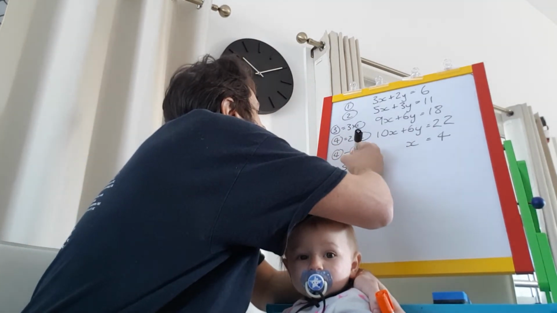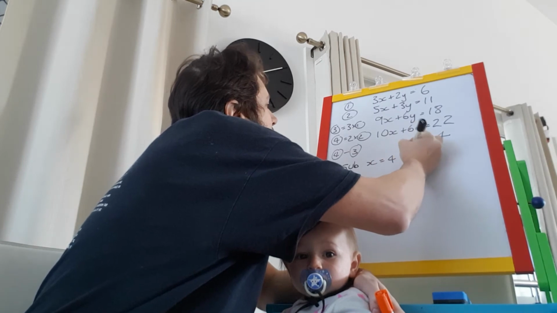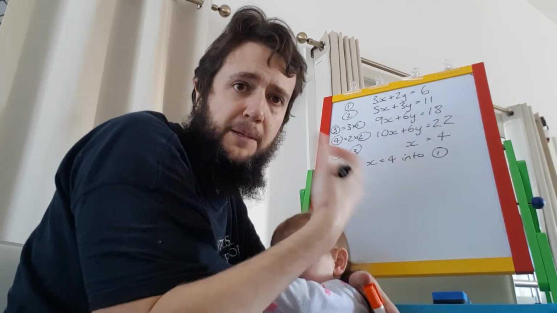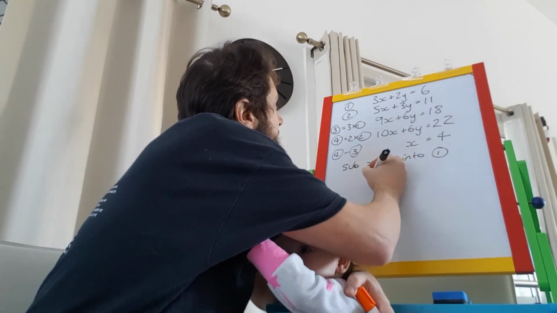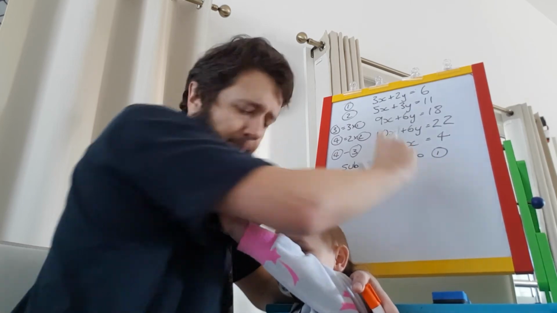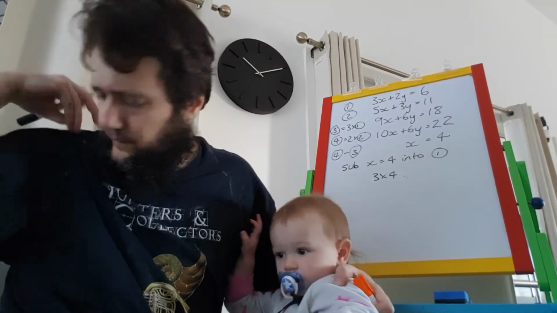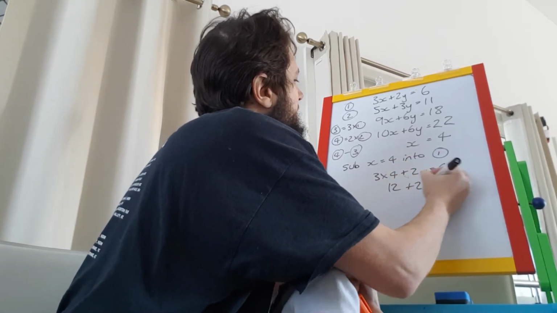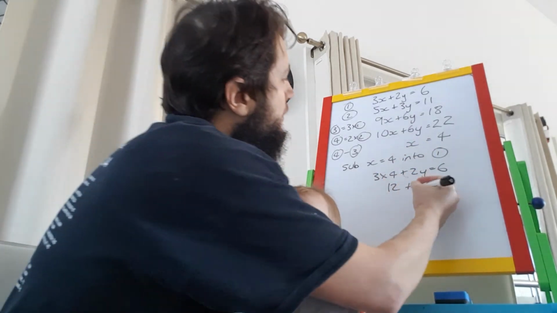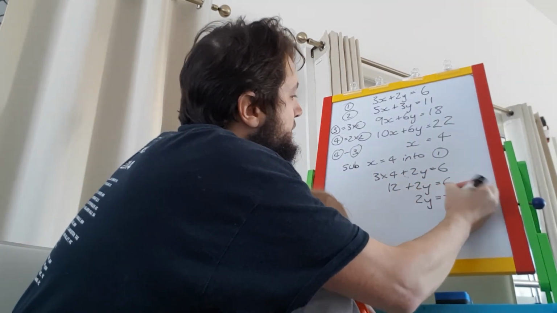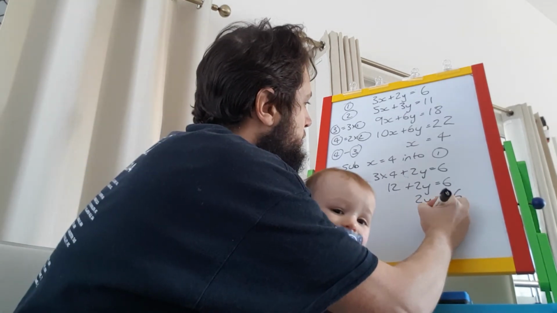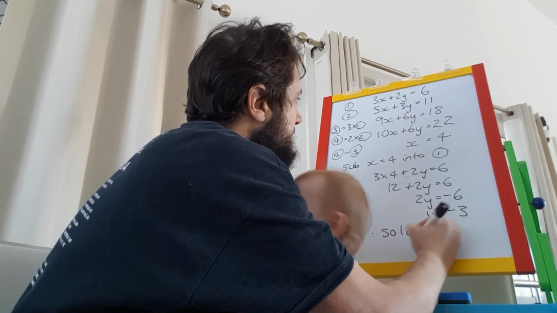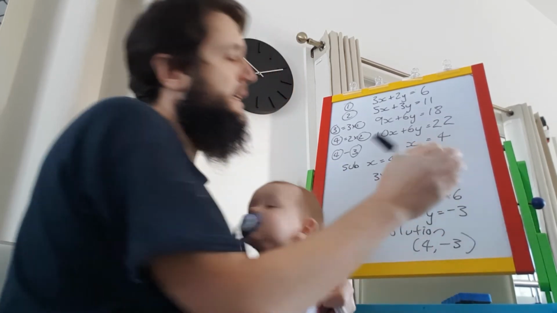So then we need to sub our x equals 4 into one of the equations. I'll do equation 1. It doesn't matter which equation I do. I just pick the easier one. So I then get 3 times 4 plus 2y equals 6. So 12 plus 2y equals 6. Subtract 12 from both sides, you'll get 2y equals negative 6. Divide both sides by 2, you'll get y is negative 3. Therefore, our solution is 4, negative 3.